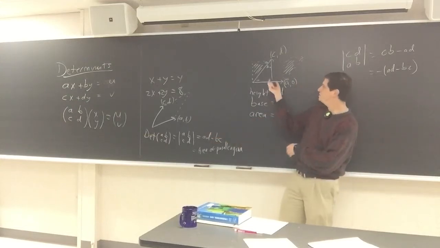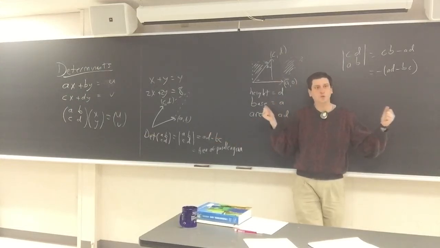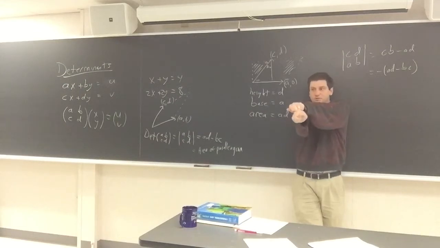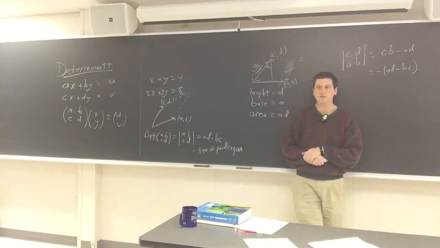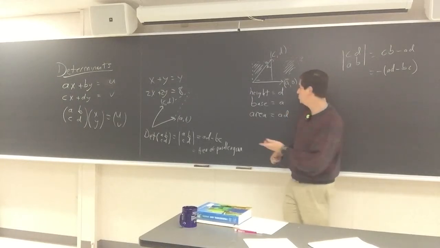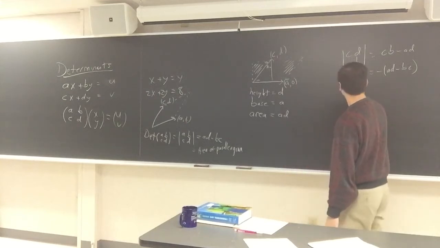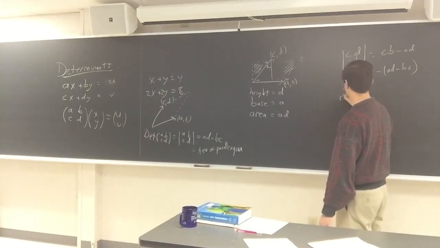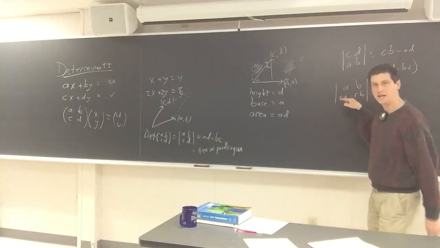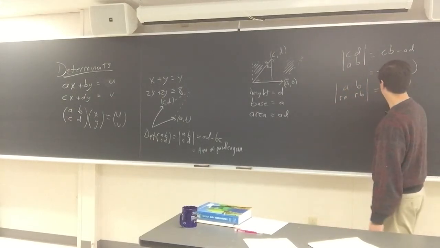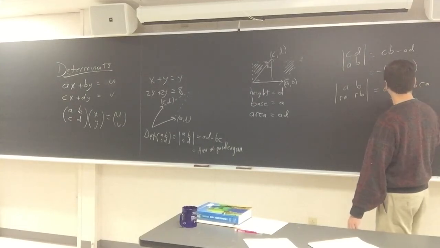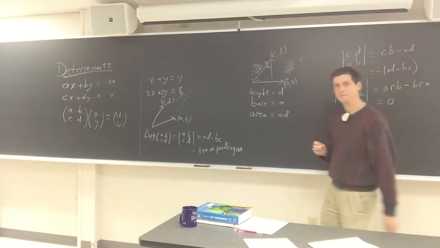I'm just claiming this formula gives you the area. But what if I just give you two vectors and ask you, what is the area of the parallelogram they generate? If they're both in the same direction, they generate a line. What's the area of a line? 0. And so if we try A, B, and R times A, R times B, so the second vector is a multiple of the first, I would get A times RB minus B times RA, which is just 0.